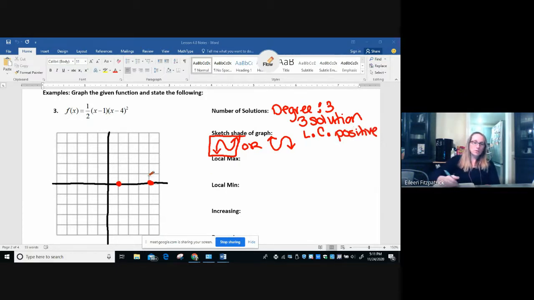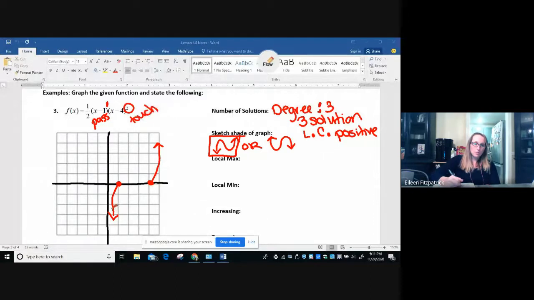Okay, so I know what the ends look like, so I can at least get the ends going. That's one end, and here's the other end. So now let's talk about touch versus pass. Because this has a degree of 1 and this has a degree of 2, what happens when you have an odd degree? Does it pass or touch? It passes. And if it's an even degree, you touch.